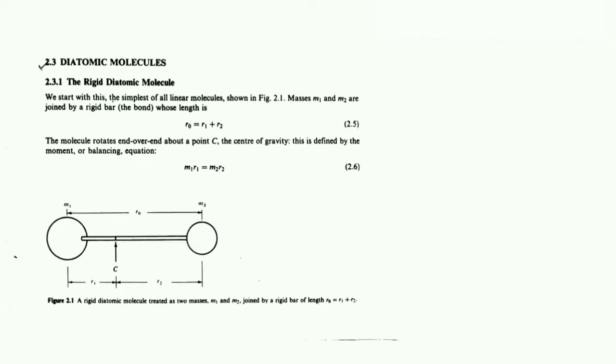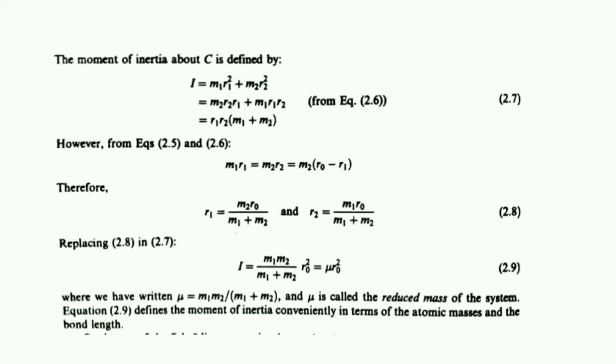As C is the center of gravity, this is defined by the moment or balancing equation M1 R1 equal to M2 R2. Now the moment of inertia about C is defined by I equal to M1 R1 square plus M2 R2 square. Substituting equation 2.6 in this equation, we get I equal to M2 R2 R1 plus M1 R1 R2. From this we get I equal to R1 R2 into (M1 plus M2).